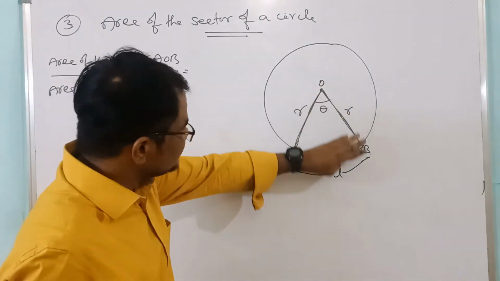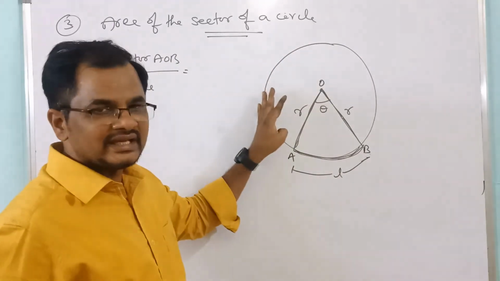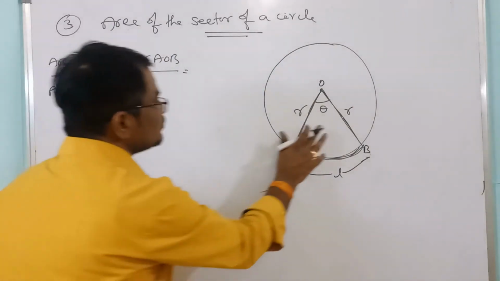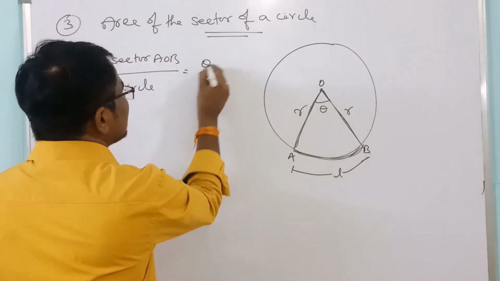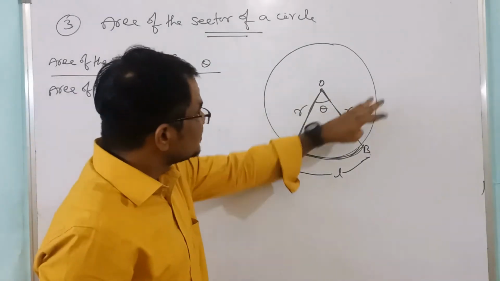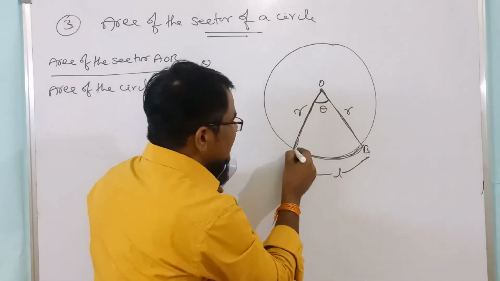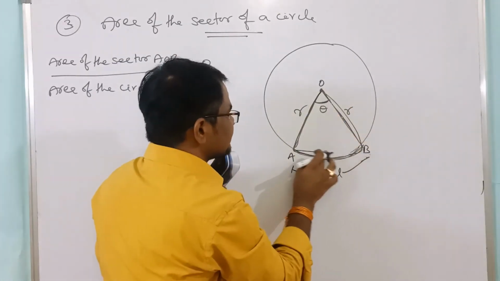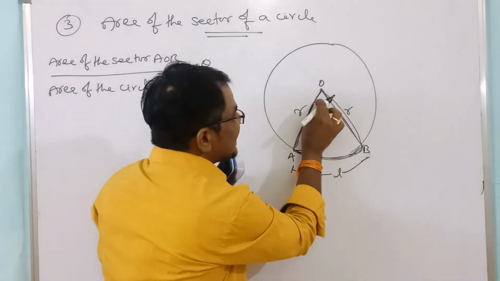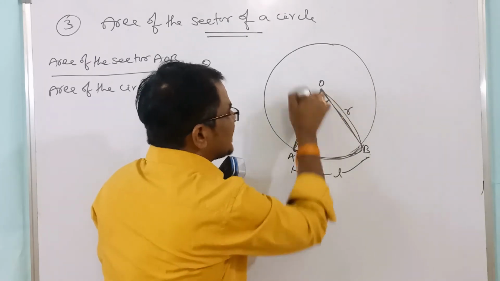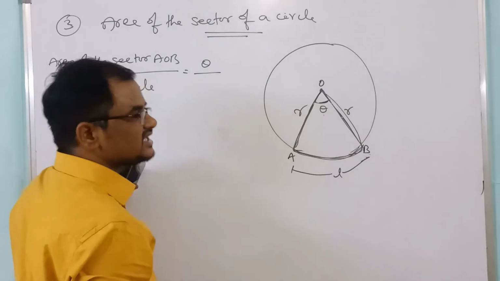So the area of this piece divided by the total area, I am comparing it with which one? The angle here, this theta, divided by the total angle. Listen carefully. This area divided by the total area is equal to this angle divided by the total angle. This angle is theta, and the total angle means one complete revolution, 360 degrees.